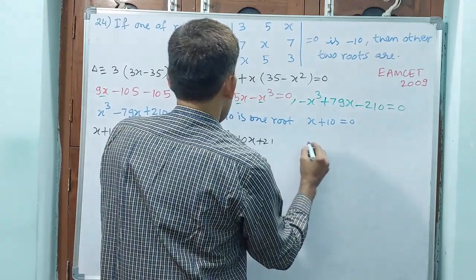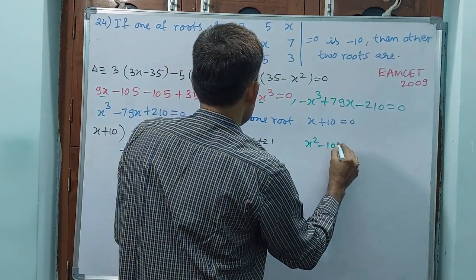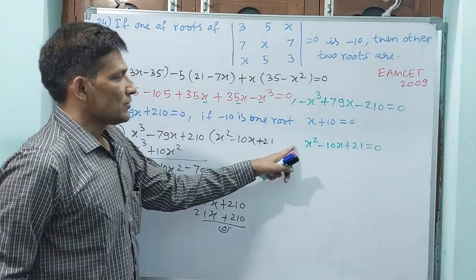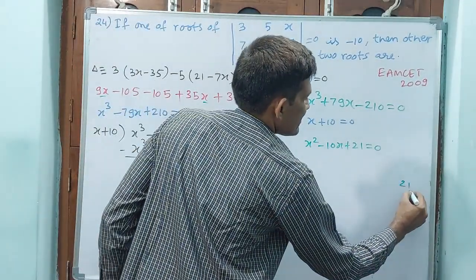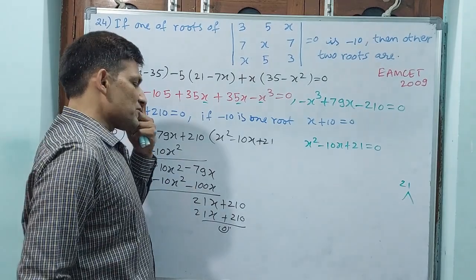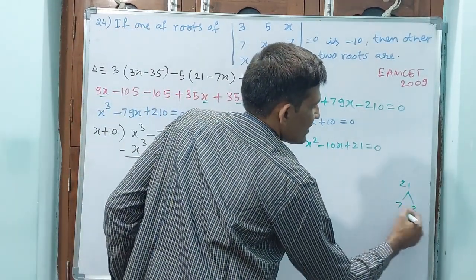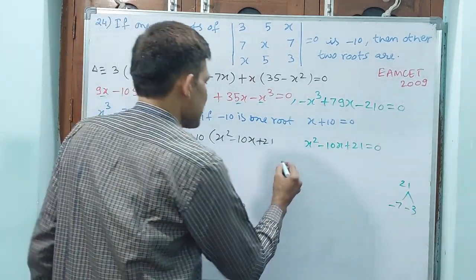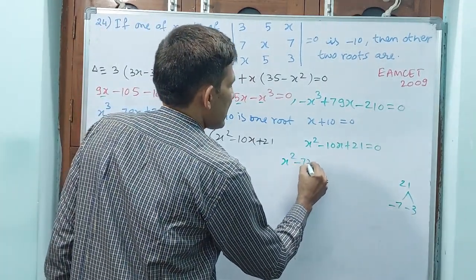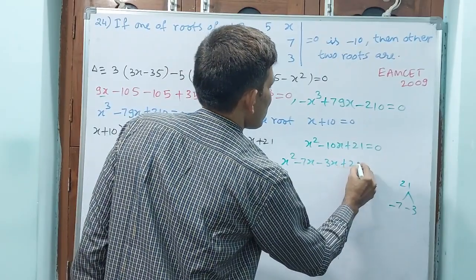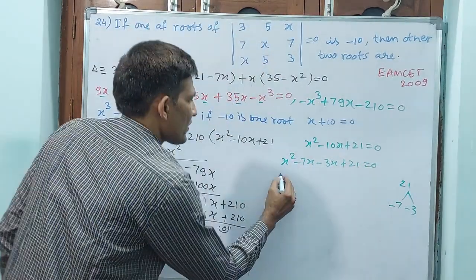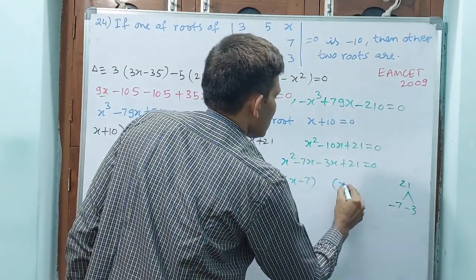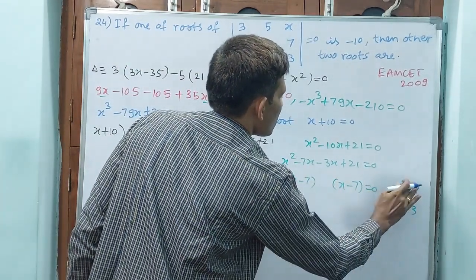You see, x square minus 10x plus 21 equal to 0. See, 1 into 21, 21. Minus 10 has to come. 7 into 3 is 21, minus 7 minus 3, minus 7 minus 3 is minus 10. Okay, let us proceed. x square minus 7x minus 3x plus 21 equal to 0. x is common, that's all. x minus 7 will be there. Here also x minus 7 equal to 0 you have to write.